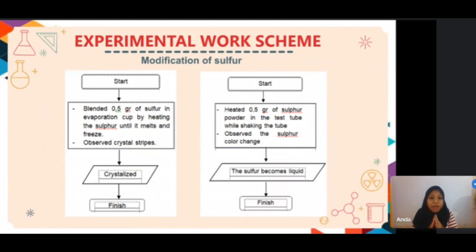And experimental scheme 2, start. Heat 0.5 gram of sulfur powder in the test tube while shaking the tube. Observe the sulfur color change. The sulfur becomes a liquid. And then finish.